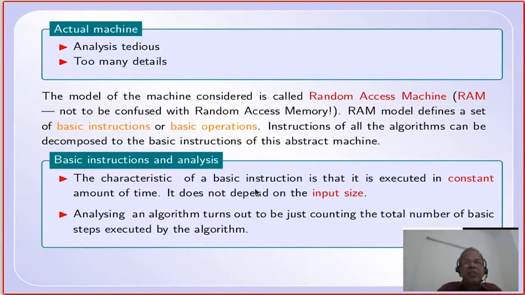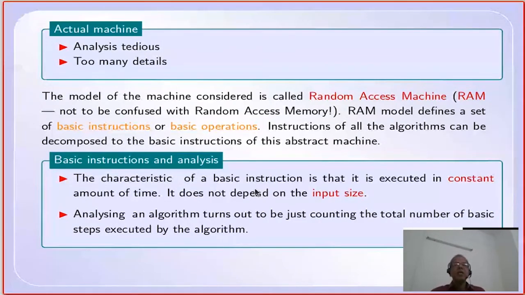If we analyze the running time of an algorithm on an actual real machine, the analysis is too tedious. And the resulting running time has too many details which are unnecessary. All I want to know is just answer this question. Is the algorithm efficient? Is the algorithm practical? Yes or no? To answer this question, I don't need so many details as given by an actual machine. Or if my goal is to compare two algorithms, just tell me whether algorithm A1 is better or A2 is better. Again, I don't need the actual machine. It furnishes me too much details.